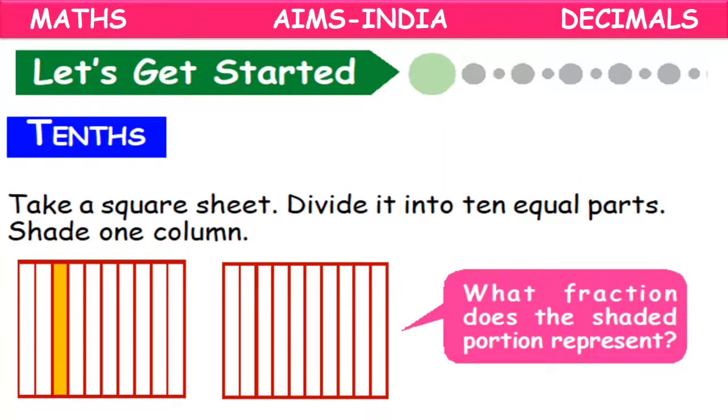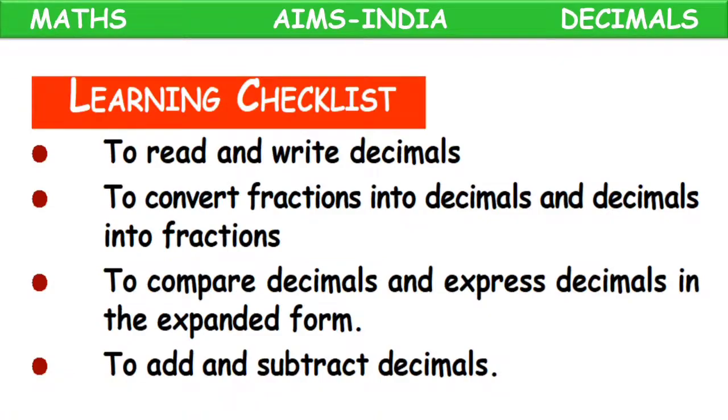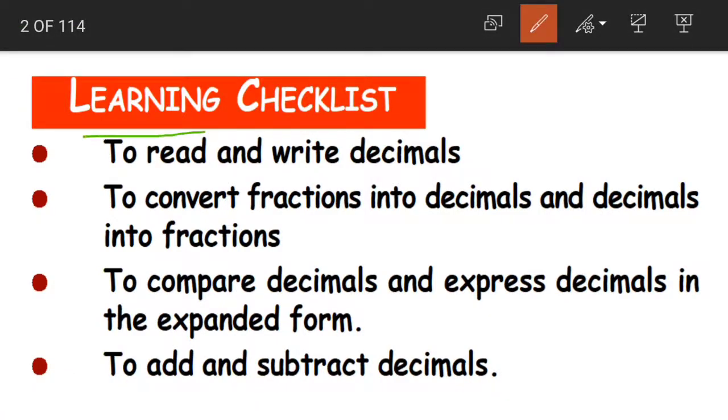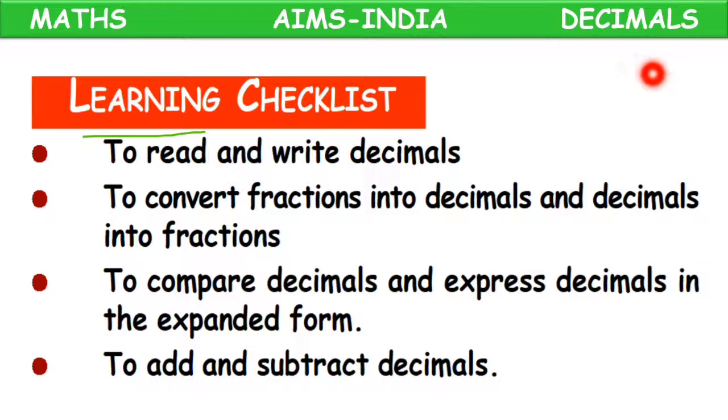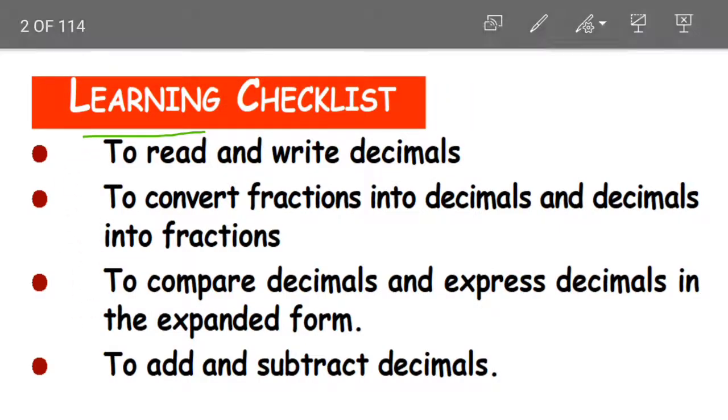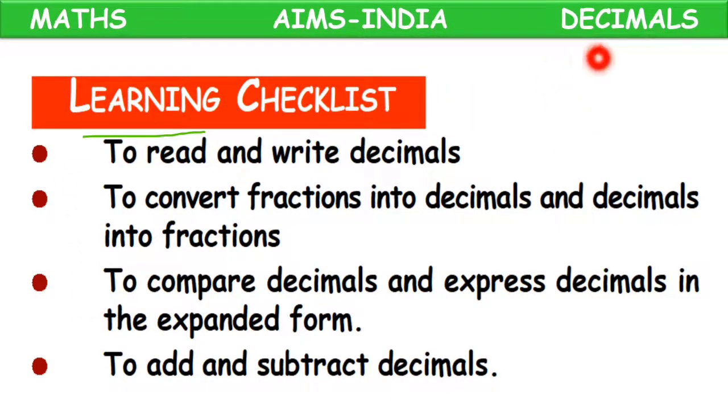Now if we look at the chapter's learning checklist, that means by the end of the topic we must learn how to read and write decimals, and also to convert fractions into decimals and decimals into fractions, to compare decimals and express decimals in the expanded form, to add and subtract decimals. Yes, so this is our learning checklist. That means from this topic decimals we will be able to learn all these things.